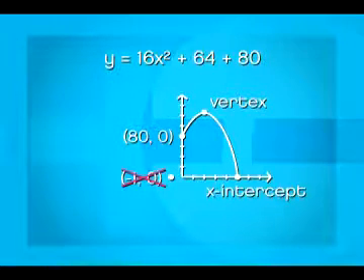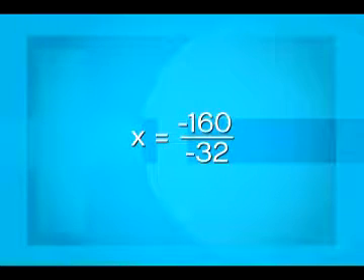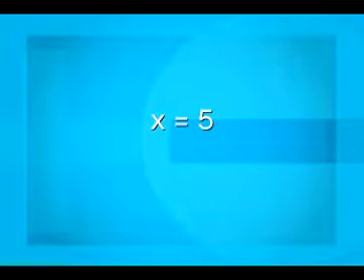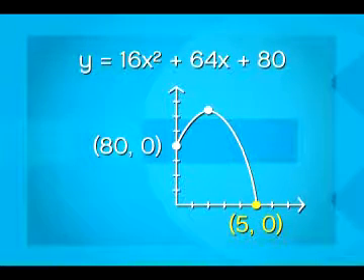So let's find the x-intercept that lies on the positive side of the x-axis. Now we have to solve our quadratic formula for that negative 96 in the numerator. Doing that, we get x equals 5. So, our second x-intercept is 5, and y is 0. That sounds about right. Now we can plot that x-intercept on our graph.